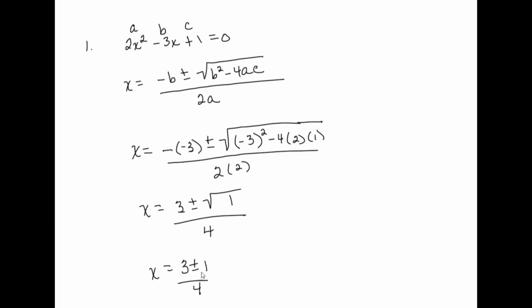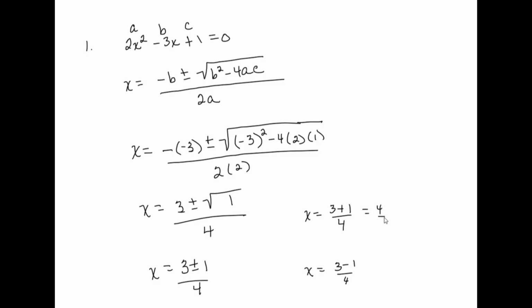So I'm left with 2 rational answers. Remember, rational numbers are numbers that can be written as fractions, or the ratio of 2 integers. So I'm going to have 2 rational numbers here. Well, the first number is going to be 3 plus 1 divided by 4. And my second number is going to be 3 minus 1 divided by 4. Notice the only difference here is the plus and the minus.